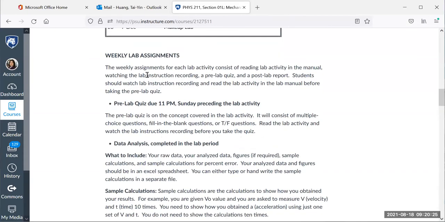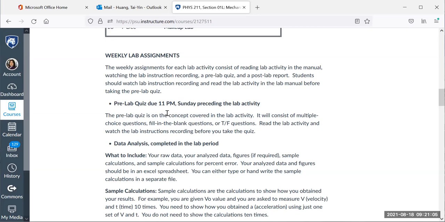So the weekly assignments, here it comes. Weekly lab assignments consist of reading the lab activity in the manual and watching the lab instruction recording. You're going to take a pre-lab quiz, and you're going to write up a post-lab report. You take data in the lab, but there's a quiz before and a report after. You should watch the lab instruction recording and read the activity in the manual before you take the pre-lab quiz.